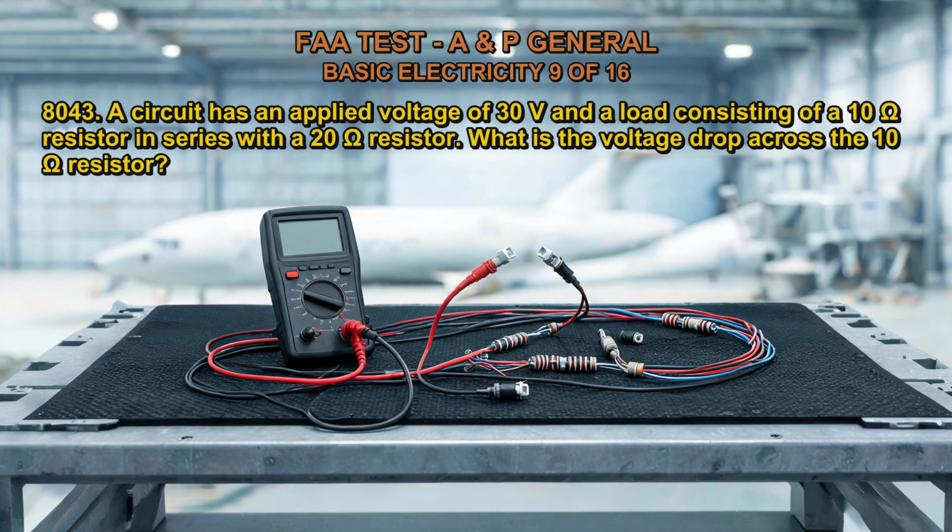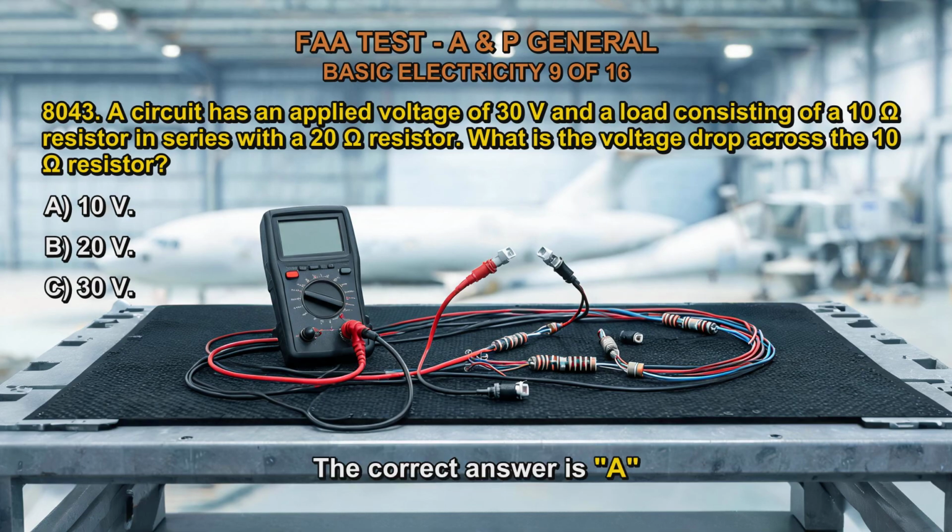8043. A circuit has an applied voltage of 30 volts and a load consisting of a 10-ohm resistor in series with a 20-ohm resistor. What is the voltage drop across the 10-ohm resistor? A. 10 volts. B. 20 volts. C. 30 volts. The correct answer is A.